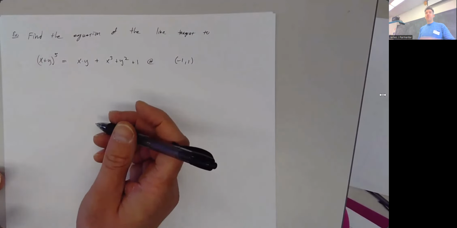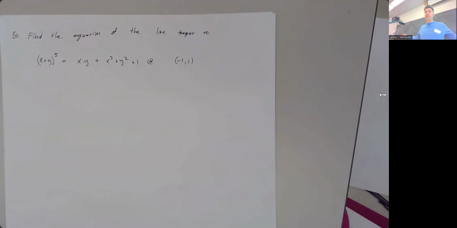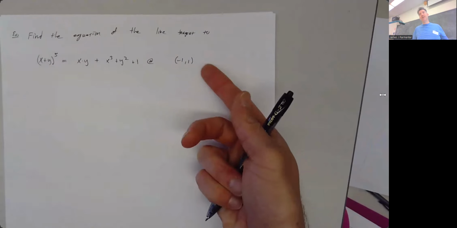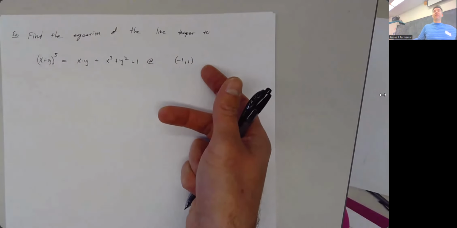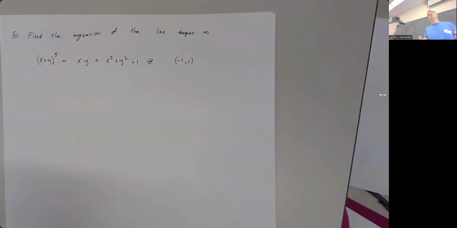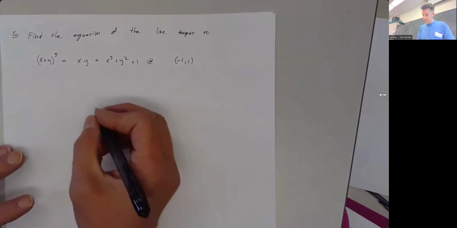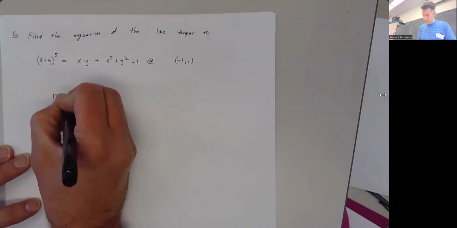So to find the equation of a tangent line, we need two pieces of information. We need a point. Got it. And we, of course, need the slope. And how do we find the slope in calculus? By taking the derivative. So we're going to take the derivative, but the only way we can take the derivative here is implicitly. So I'm going to differentiate both sides.